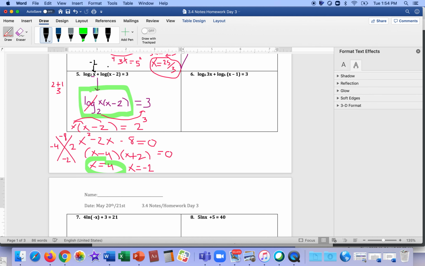So if I plug negative 2 in here and negative 2 in here, if they're both base 2, if at any point you get error when you plug in, even right in here, negative 2 minus 2 is negative 4. Log base 2 of negative 4 is error, undefined. So we would have to say negative 2 is not a solution. It's extraneous. So there's only one answer.